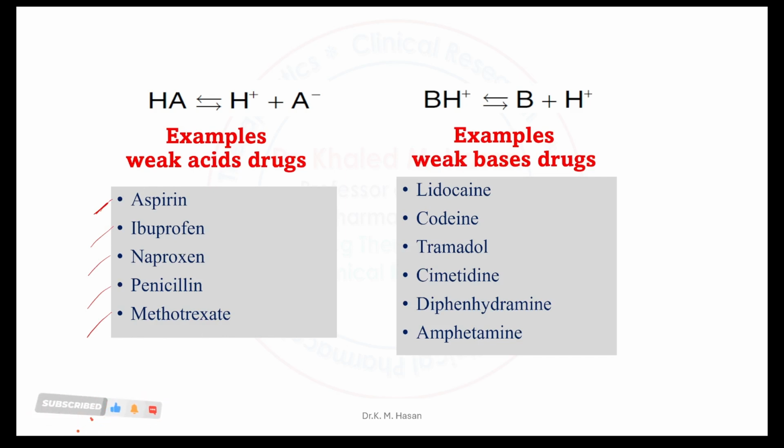Another example, for the weak base drugs, we have a list of medications: lidocaine, codeine, tramadol, cimetidine, diphenhydramine, amphetamine. So we have basic drugs and acidic drugs, weak bases and weak acids. Most of the medications that are prescribed orally are either weak acids or weak bases. According to the weak acid and weak base, we have the equation: HA releasing or binding the proton, and BH plus releasing or binding the proton.